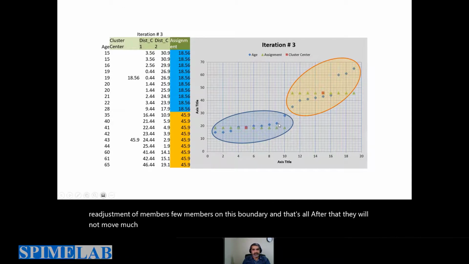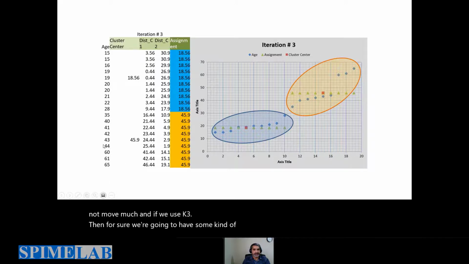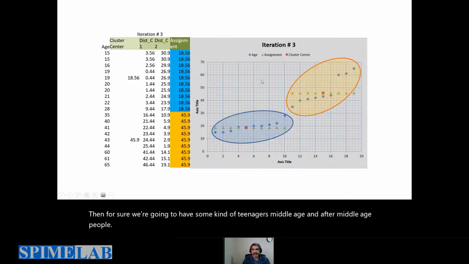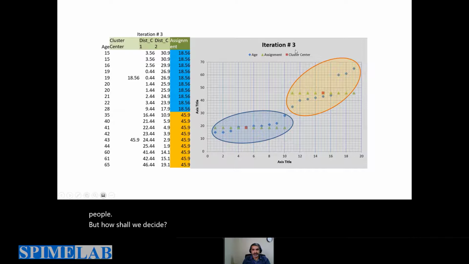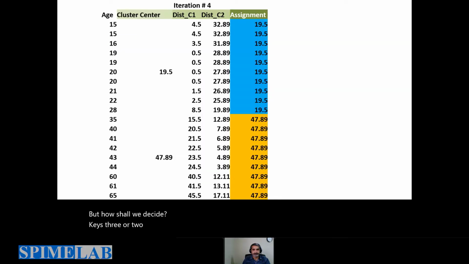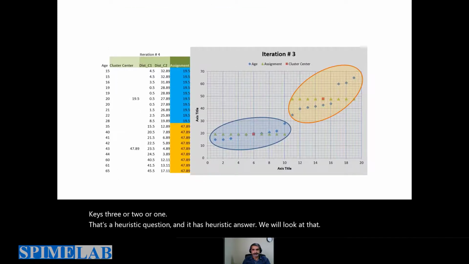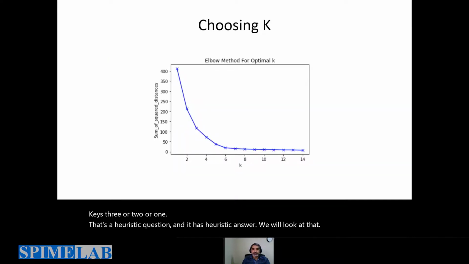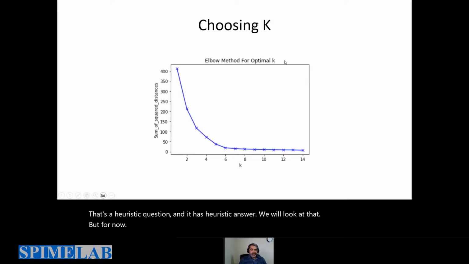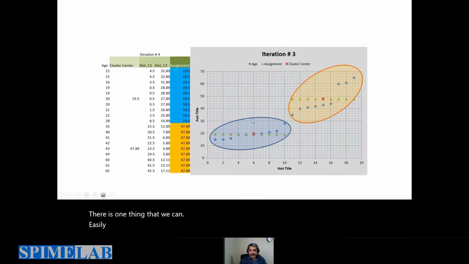And if we use K3, then for sure we are going to have some kind of teenagers, middle age, and after middle age people. But how shall we decide K is 3 or 2 or 1? That's a heuristic question, and it has a heuristic answer. We will look at that. But for now, there is one thing that we can easily use, and that is the error.